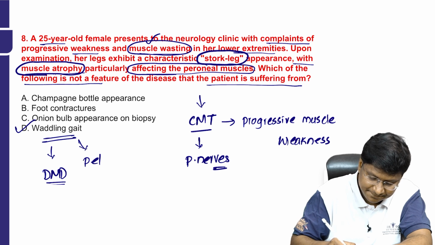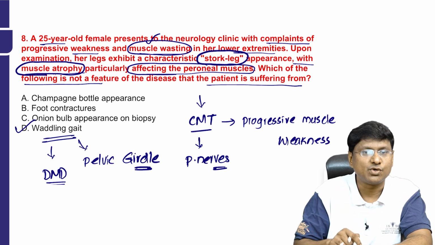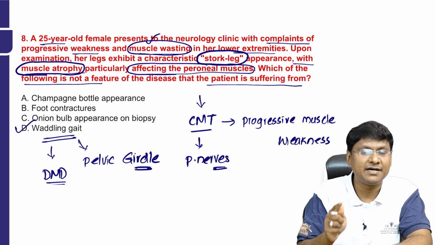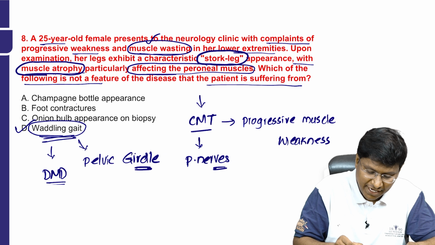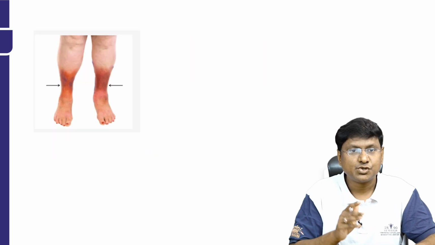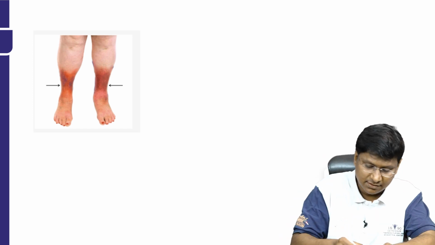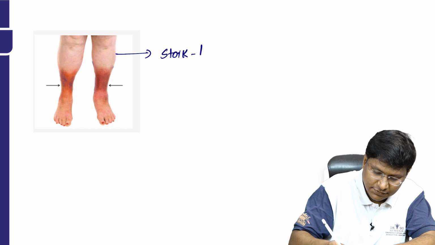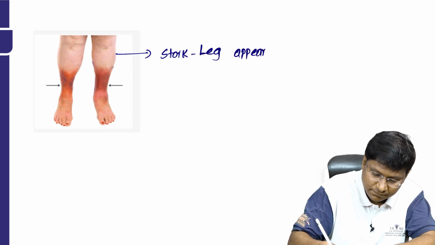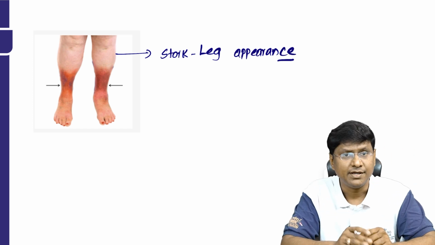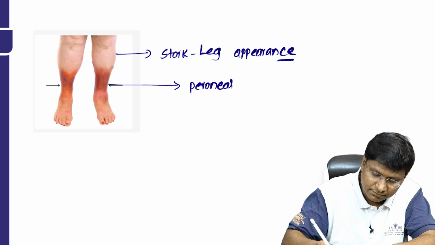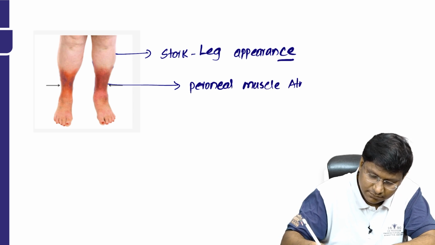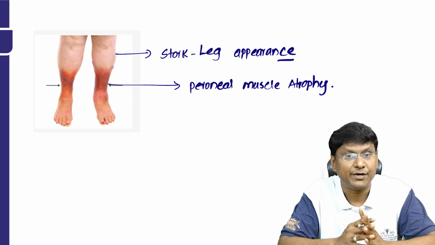Why is there this waddling gait? It is mainly due to weakness of the pelvic girdle muscles, and weakness of these muscles leads to an abnormal gait pattern which resembles waddling. Now, the champagne bottle appearance. If you observe the limbs of these individuals, this champagne bottle appearance, we also call it the stork leg appearance. That is mainly because of the peroneal muscle atrophy.